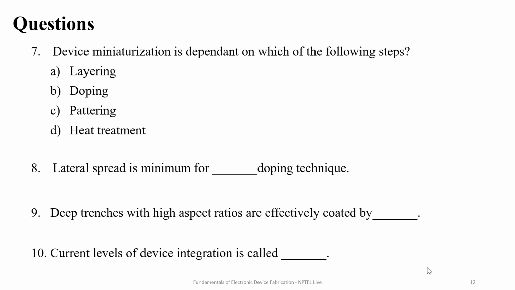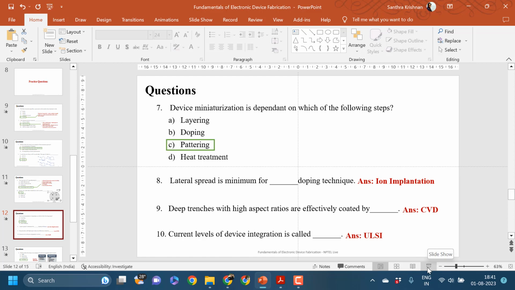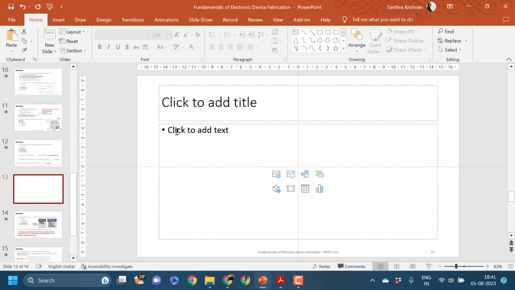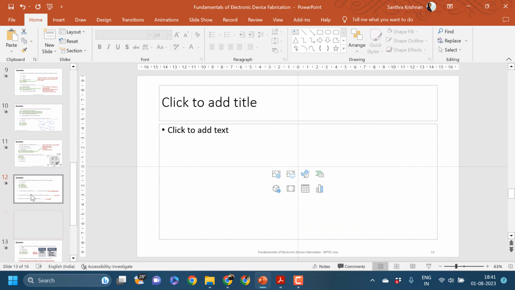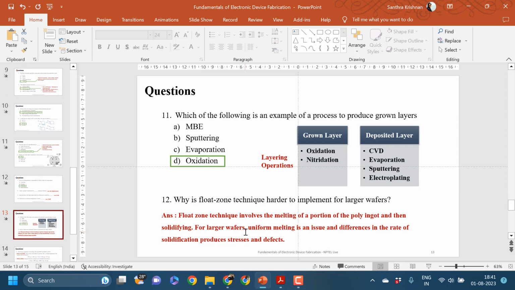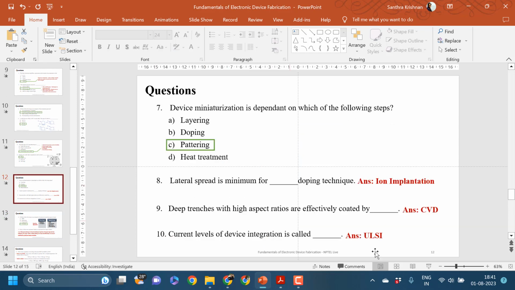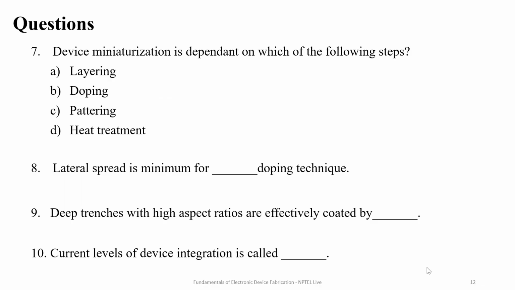Anybody else? Sorry, what was your answer? Patterning. Okay, so can you explain why? I think that is the process through which you use a reticle to make patterns on the photomask, and then transfer it to the wafer. Yeah, so patterning is the process where you transfer the circuit.